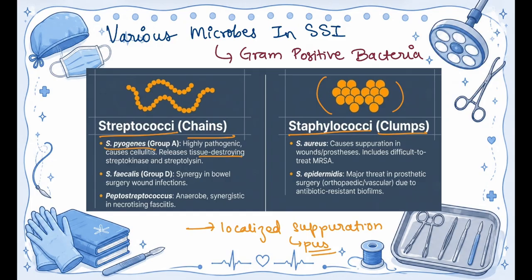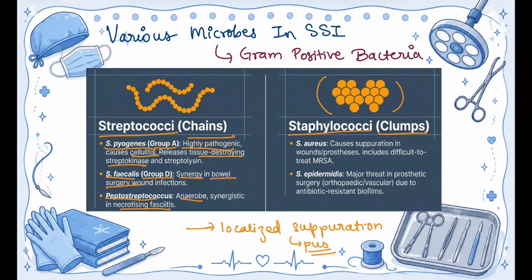Streptococcus pyogenes belongs to group A. It is highly pathogenic. It releases a tissue-destroying enzyme called streptokinase to cause cellulitis. Streptococcus faecalis belongs to group D. It relies on synergy to cause damage during bowel surgeries. Peptostreptococcus is an anaerobe. It triggers severe necrotizing fasciitis.